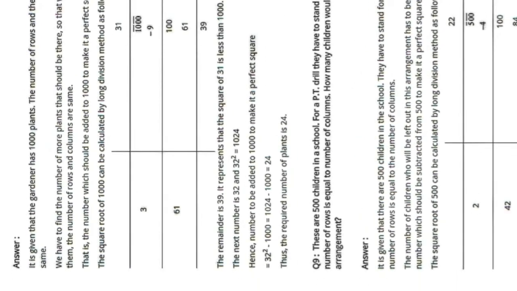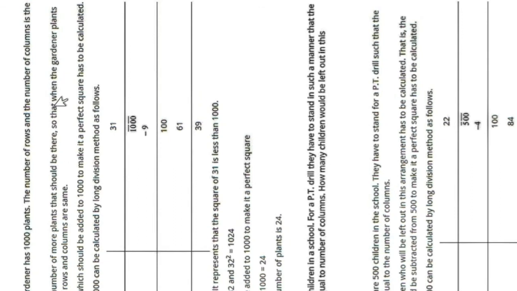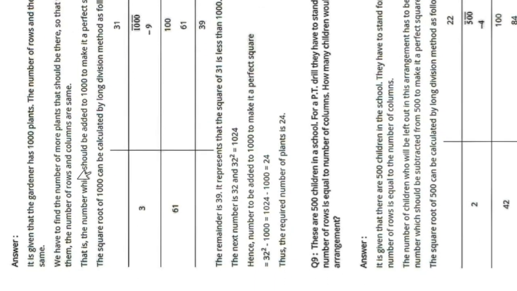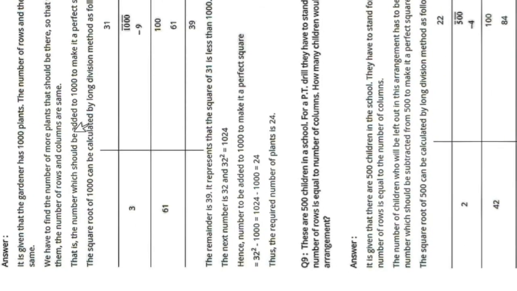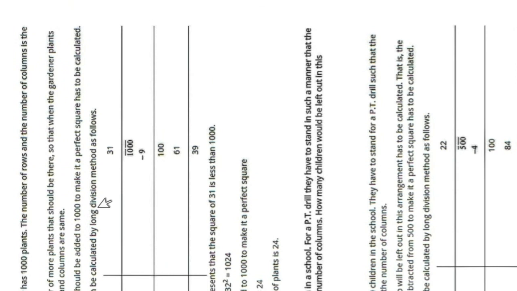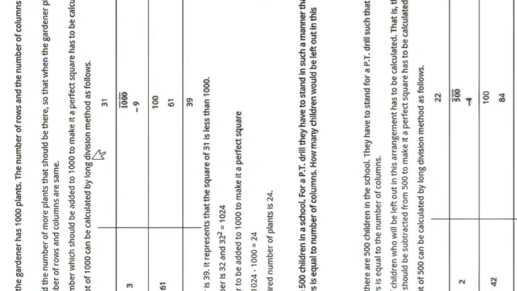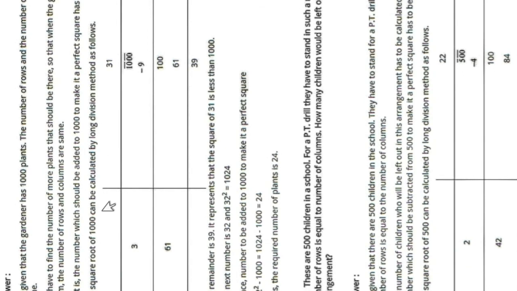Now let us see. Here it is given that the gardener has 1000 plants. So the number of rows and number of columns is the same. We have to find the number of more plants that should be there so that when the gardener plants them, the number of rows and columns are the same. So that is a number which should be added to 1000 to make it a perfect square. So first we will have to find out the square root of 1000. Square root of 1000 can be calculated by using the division method.